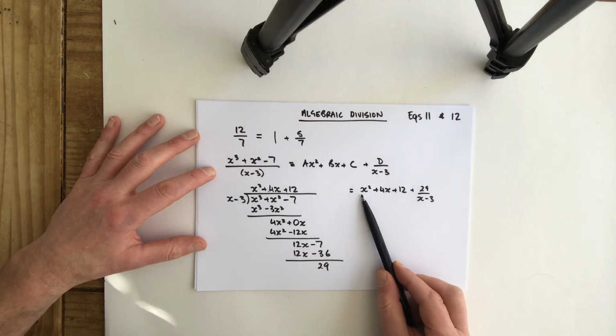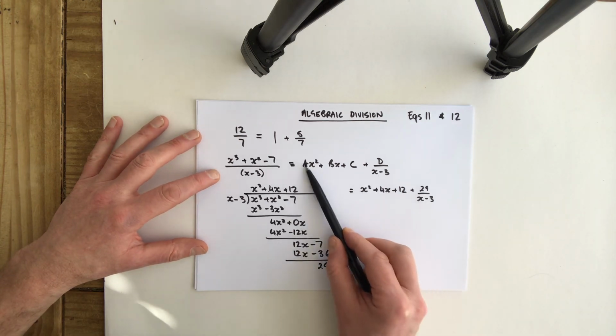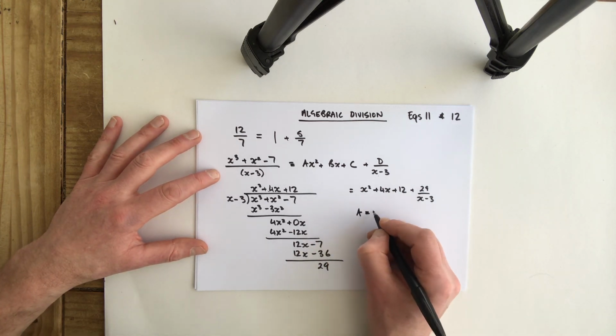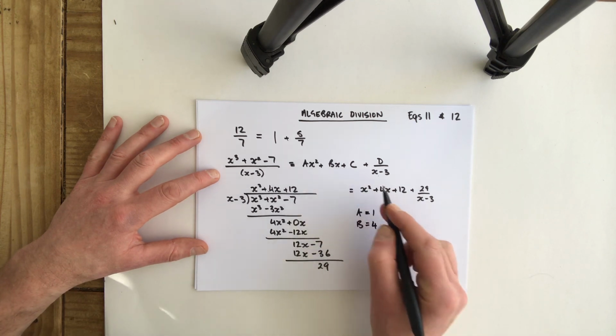And now I can equate what a, b and c are. So x squared is 1x squared, so a is 1. b is 4 and c is 12.